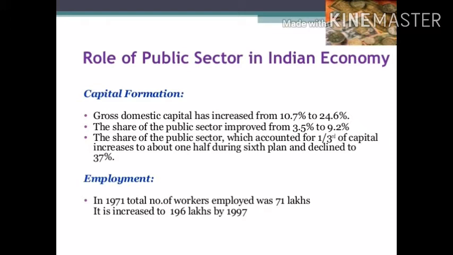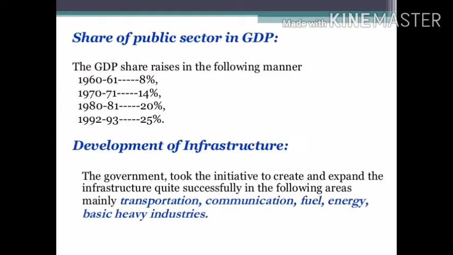Second role is employment. In 1971, total number of workers employed was 71 lakhs. It increased to 196 lakh by 1997. So, as per the data, you can see how rapidly the graph has gone up.